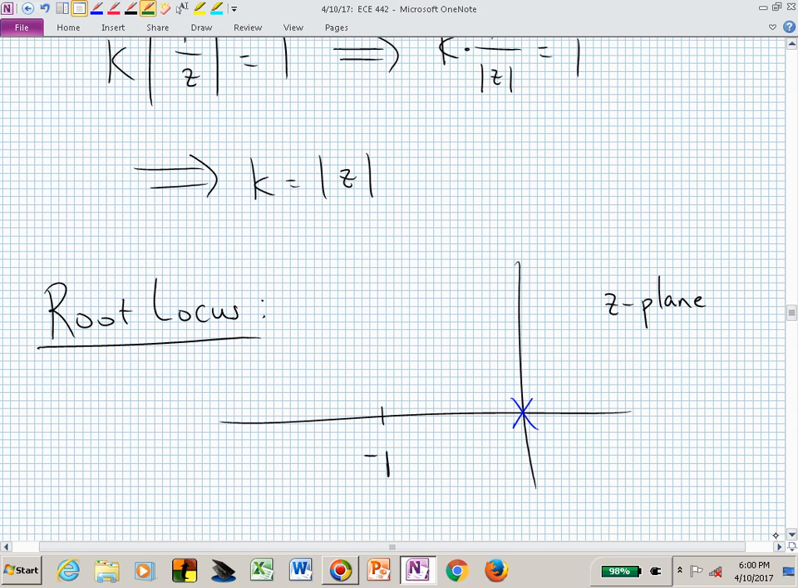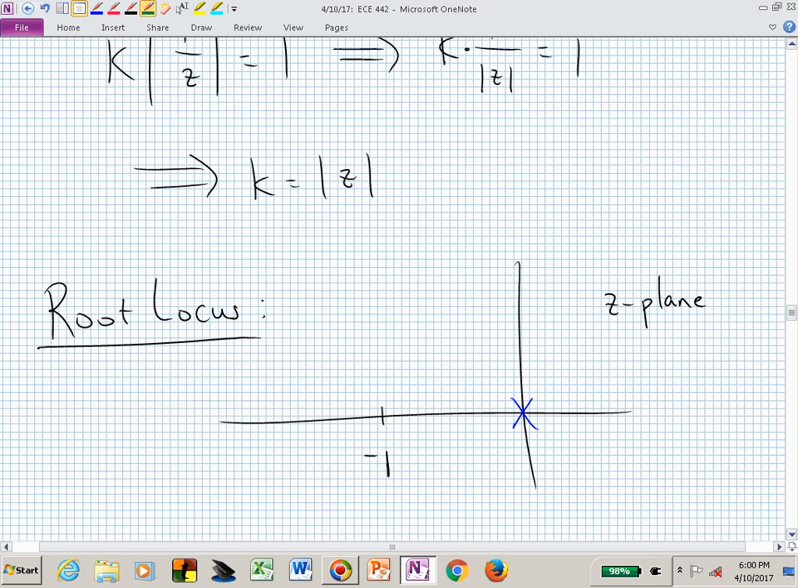Here's our system. There's G bar of z, or G of z. Just an open loop pole at the origin. What's the root locus look like? How many real line segments do we have? We have 2 real line segments. We have one between the origin and plus infinity, and one between 0 and minus infinity, because we have just one singularity, one pole.